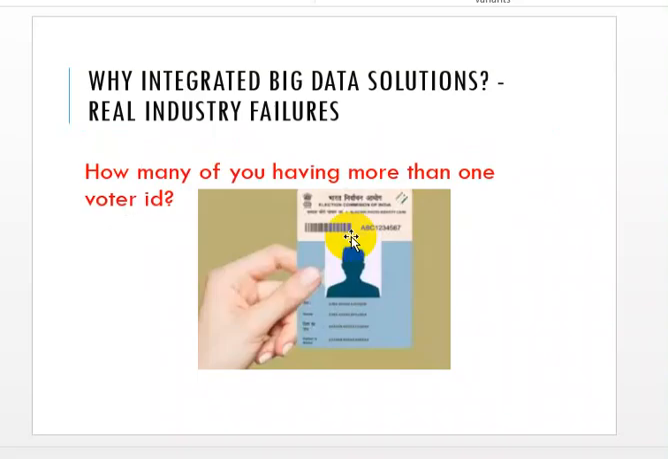Now think about voter ID records. For example, some of your relations or friends may have more than one voter ID with them. This is because our country still lacks distributed systems in creating voter IDs. The election commission keeps failing again and again in implementing distributed systems for voter IDs.